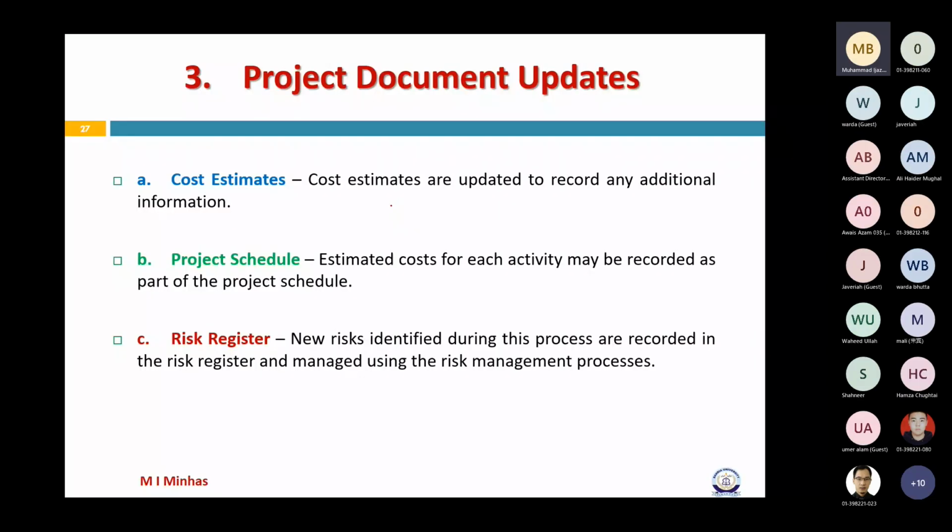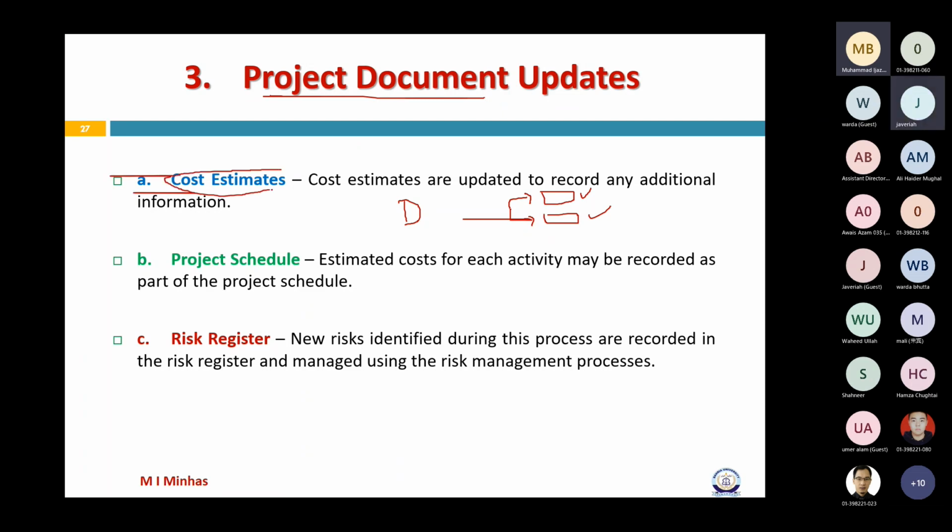If you remember, before the class, we were studying that as a result of the determine project budget process, what do we get at the output? We get three things. One was cost baseline. We have already covered it. Second was project funding requirements. That means periodic requirements and the total requirements. We are done with it. And then there are certain document updates or artifacts updates. One thing that is to be updated is cost estimate.